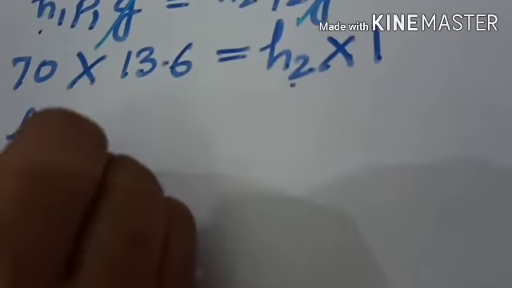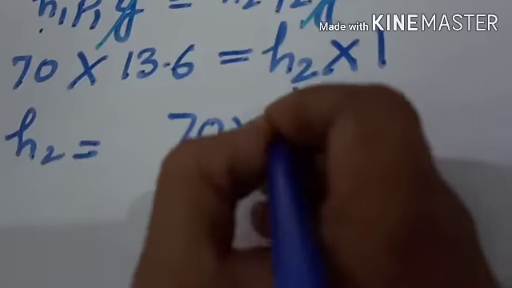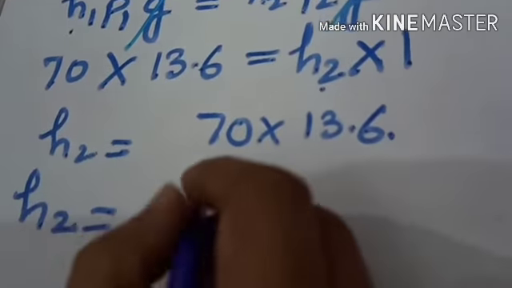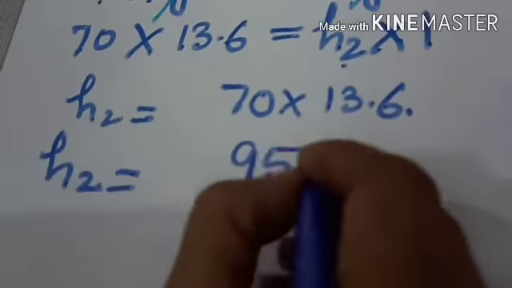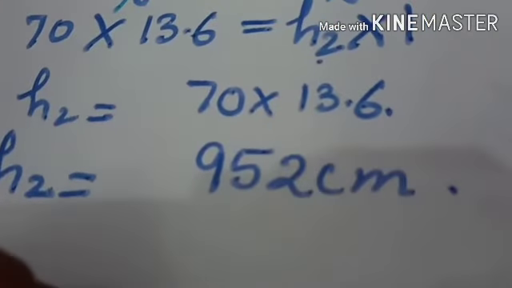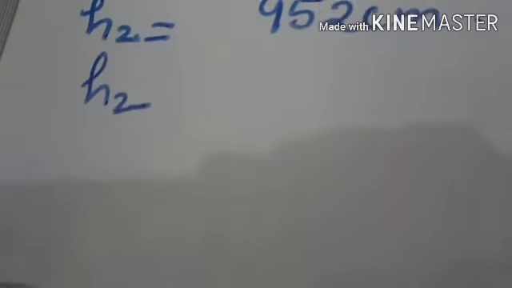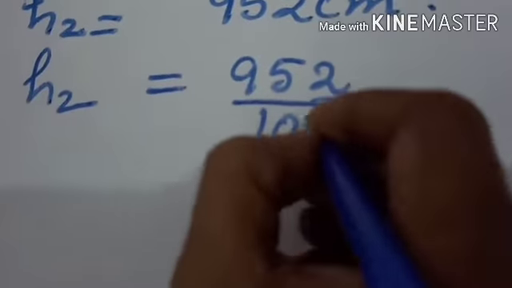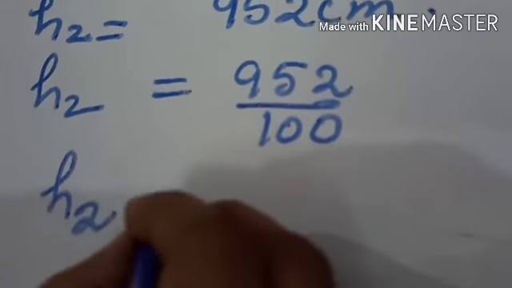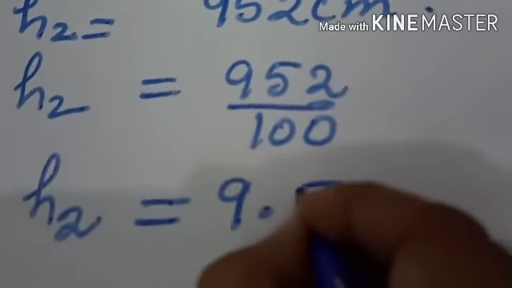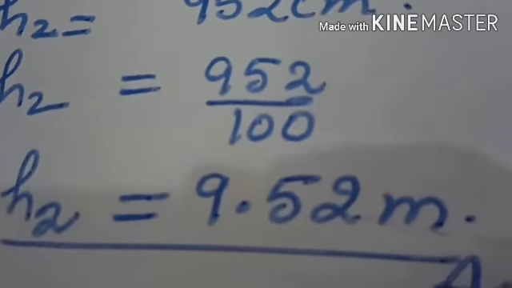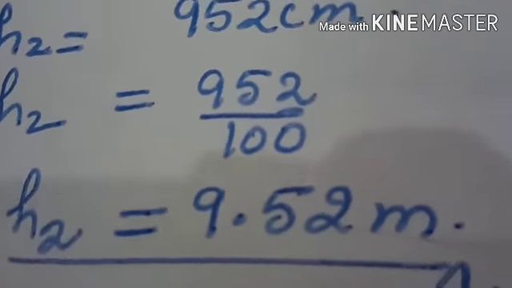So H2 will be equal to 70 into 13.6. When you multiply, it will come out to be 952 centimeter. You will change into meter by dividing by 100. So the height of the water column will come out 9.52 meter. So this is the answer of question number 17.